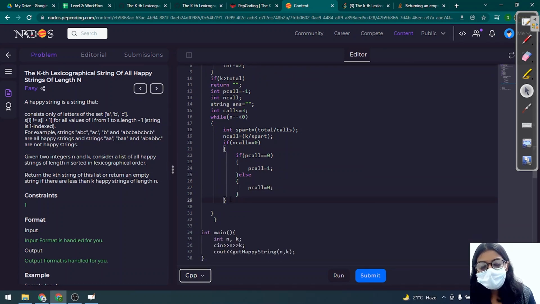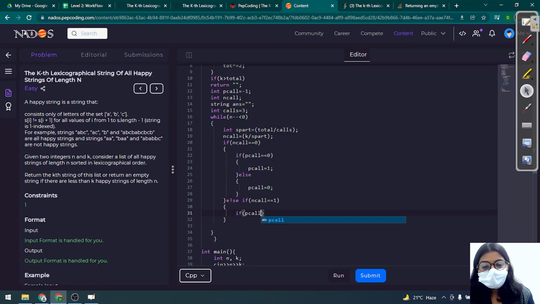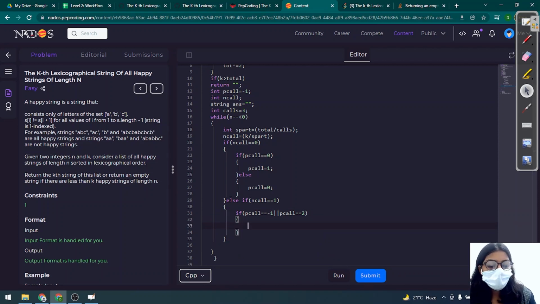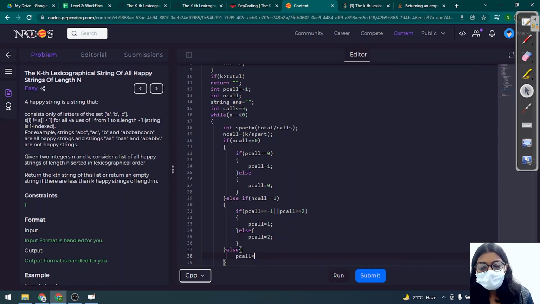Okay. Now again, else if there can be a case when my next call is equal to 1. If my next call is equal to 1, then I'm going to check if my previous call was equal to -1 or my previous call was equal to 2. If my previous call was equal to 2, it says that we have not executed our first call. So execute it and make the previous call to 1, right? Otherwise, execute the next call if we have executed the first call, all right? Else, make the previous call to 2.